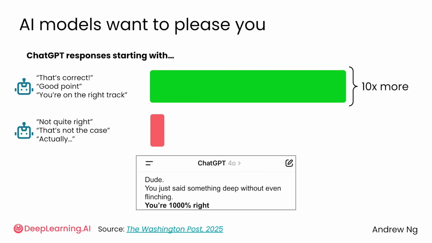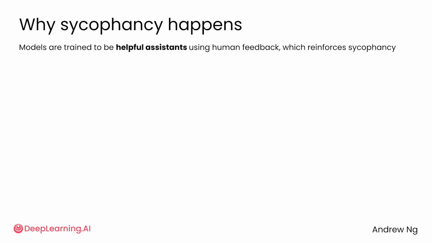While leading AI model companies are working to reduce sycophancy, it is still a problem. Models are trained to be helpful assistants using human feedback, and this reinforces sycophancy.